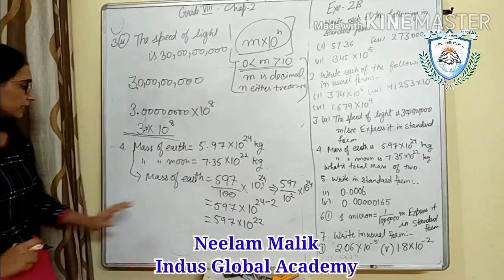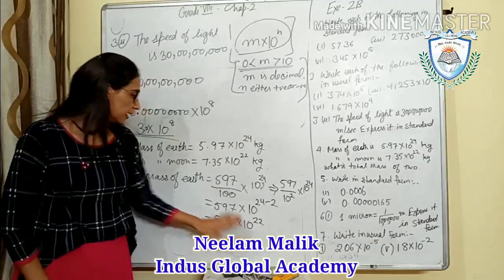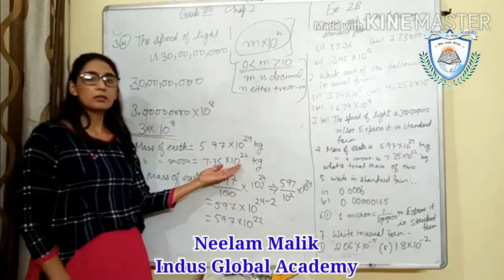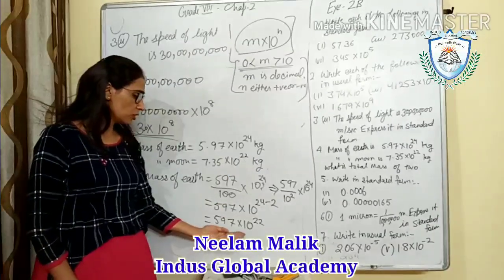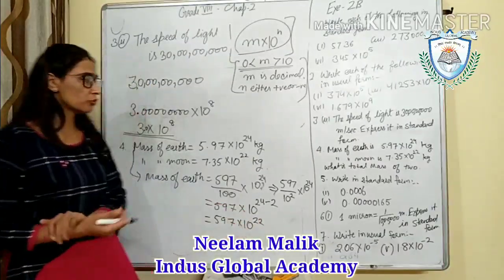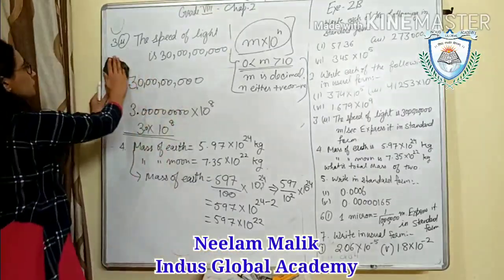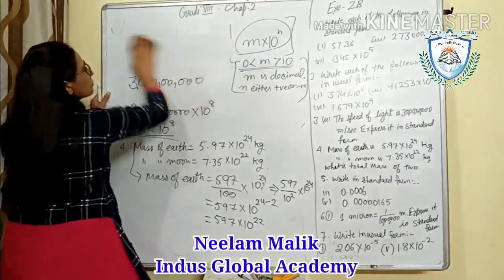Now look here. This is the mass of the earth and this is the mass of the moon. In the mass of moon, the power of 10 is 22 and here the power of 10 is also 22. Now we have to add this.